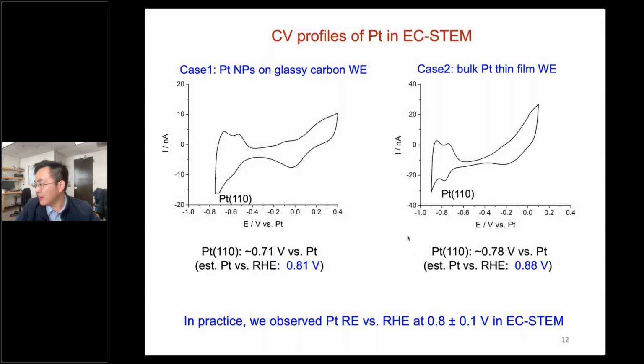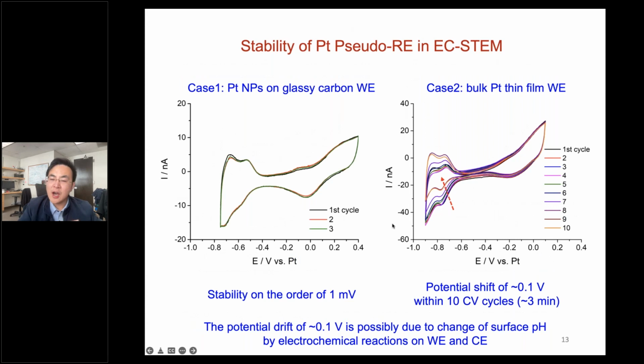And then let's look at the stability of this platinum reference electrode in liquid cell TEM. On the left, we see that in some cases it's fairly stable. In other cases, we see a potential shift as big as 100 millivolts within 10 CV cycles, which is a short time of 3 minutes. This is a concern in the confined space of liquid cell TEM. We do sometimes observe a potential drift as we perform the electrochemical measurement.